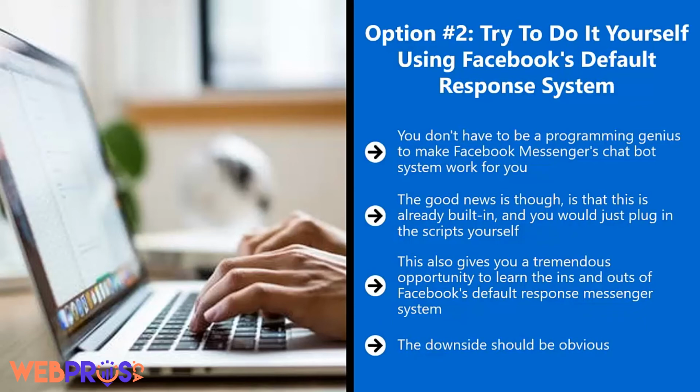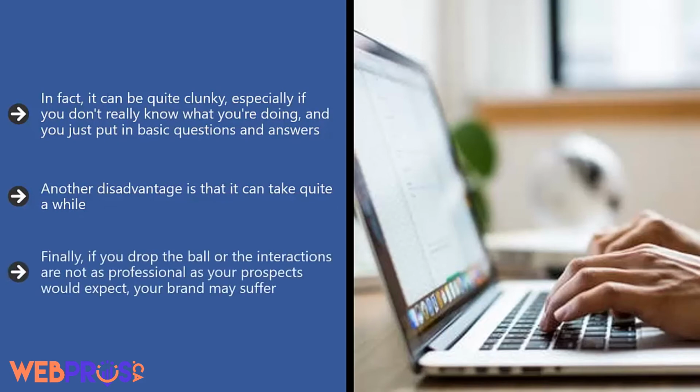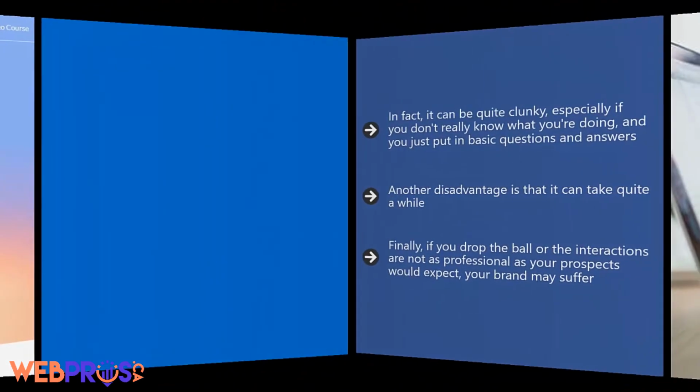The downside should be obvious. This option doesn't really unlock the full range of capabilities that Facebook Messenger automation brings to the table. It just gives you the very basic. In fact, it can be quite clunky, especially if you don't really know what you're doing and you just put in basic questions and answers. A lot of the questions may not be on point. Another disadvantage is that it can take quite a while. Everybody has different learning curves, and if you're trying to come up with something that looks professional, it can take quite a while. Finally, if you drop the ball or the interactions are not as professional as your prospects would expect, your brand may suffer. This is always a possibility. And it may well turn out that the problems it may cause might outweigh whatever benefits and savings you get.